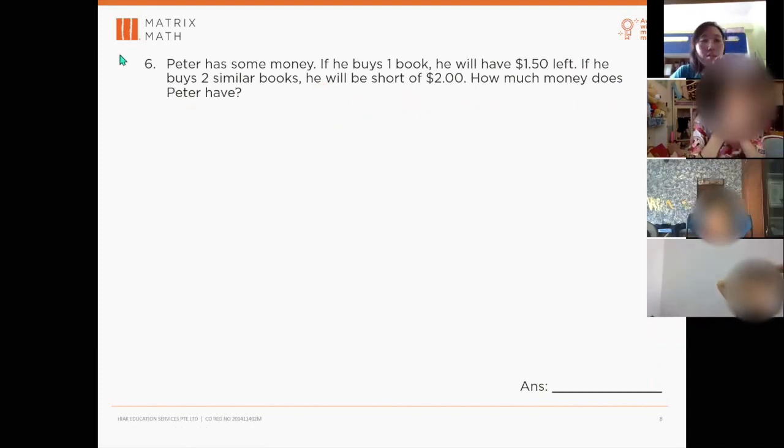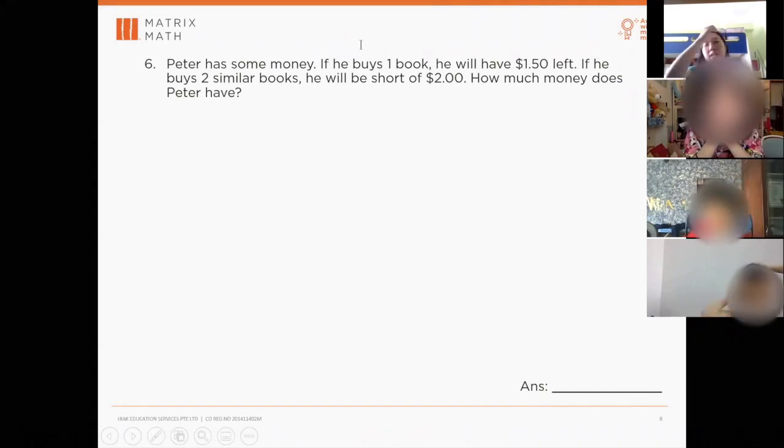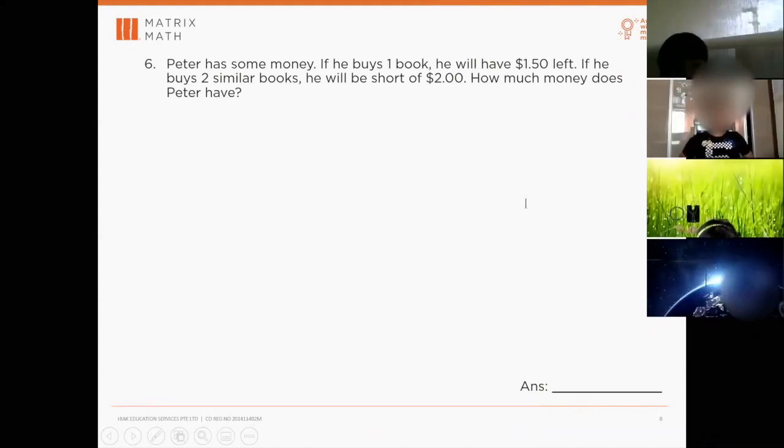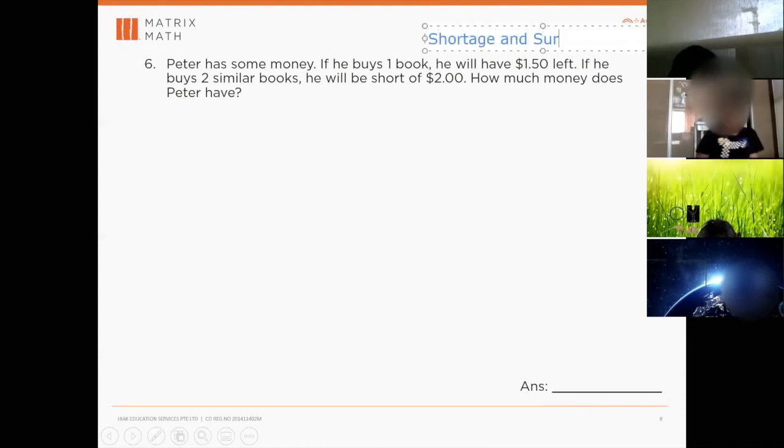Okay, so does this concept look familiar to you? No, not familiar. But it's money. Is the concept money? Money is a topic name. Okay, the concept name is something else. If you remember this, this is actually the shortage and surplus concept.